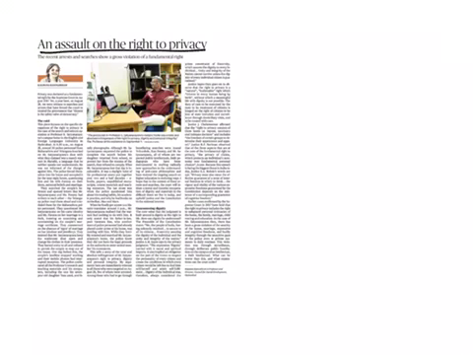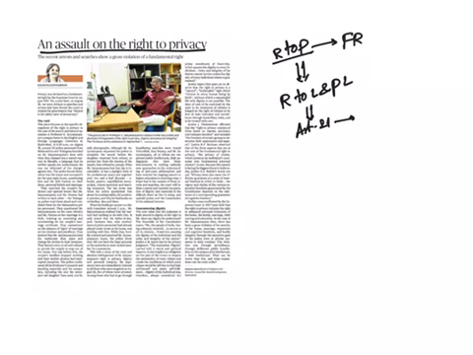Here we have to know the right to privacy. A 9-judge bench of the Supreme Court has delivered a landmark judgment, unanimously declaring the right to privacy as a fundamental right under the Constitution, and they said the right to privacy is an intrinsic part of the right to life and personal liberty. That is, this is Article 21 of the Fundamental Rights of Part 3.